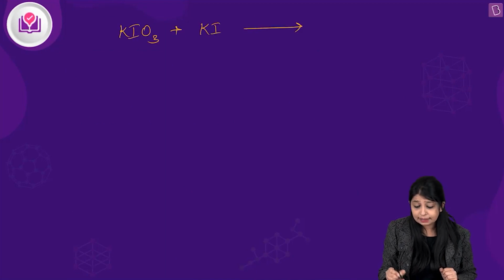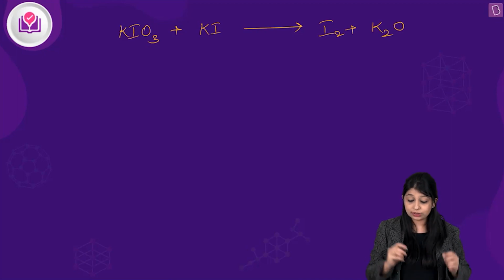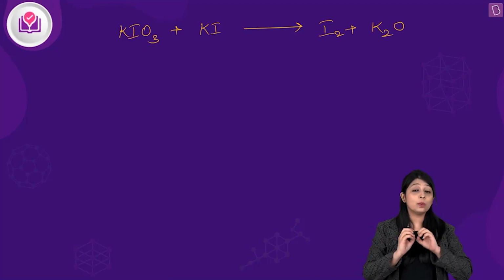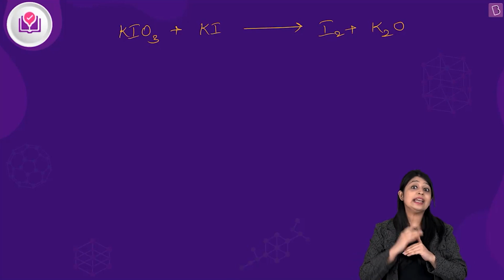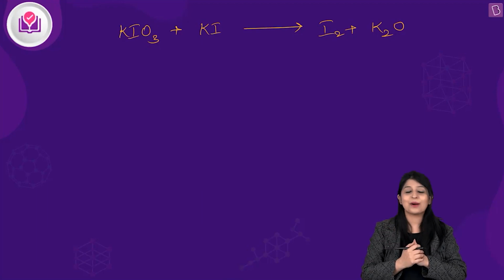So KIO3 reacts with what? KI in the acidic medium to give us what? I2 is liberated, plus K2O. So this reaction, you need to remember. No one is going to give you the reaction in the exam, and you need to remember the balanced reaction to save up your time.